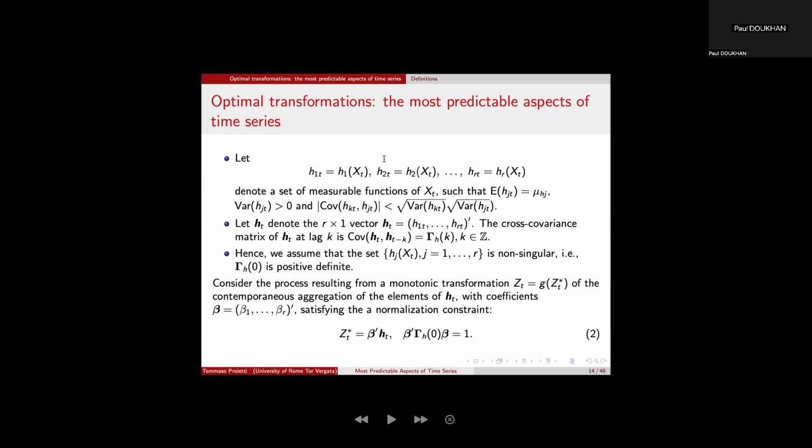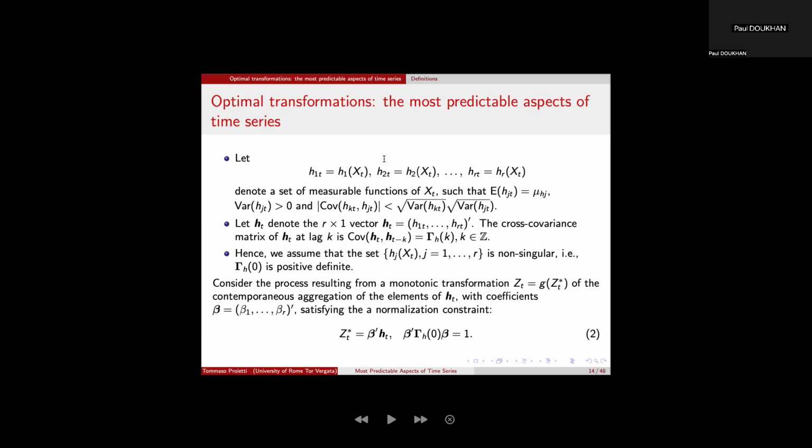So they carry information that is non-singular. We collect these functions of X_t into a vector, bold H_t. This is an L by 1 vector. And I will denote the covariance matrix at lag 0 by Gamma_H(0), and the cross-covariance function by Gamma_H(k).